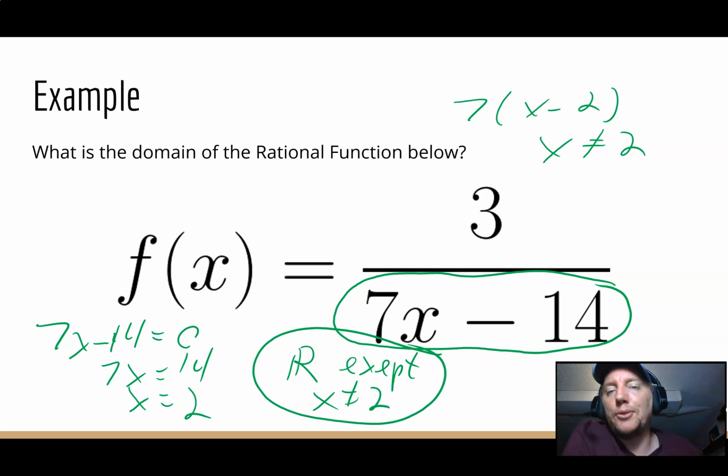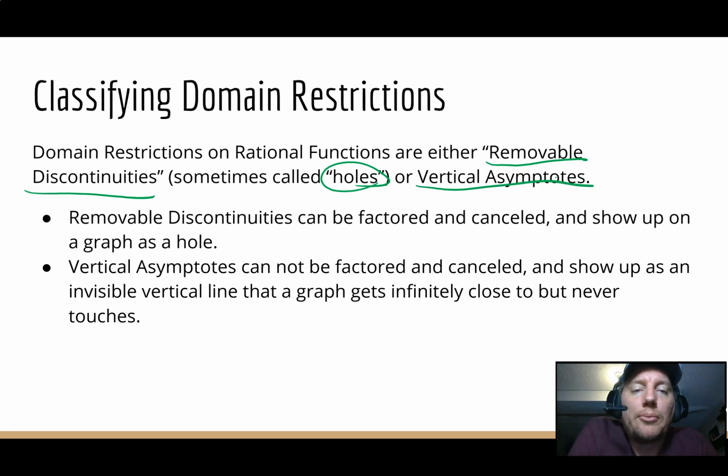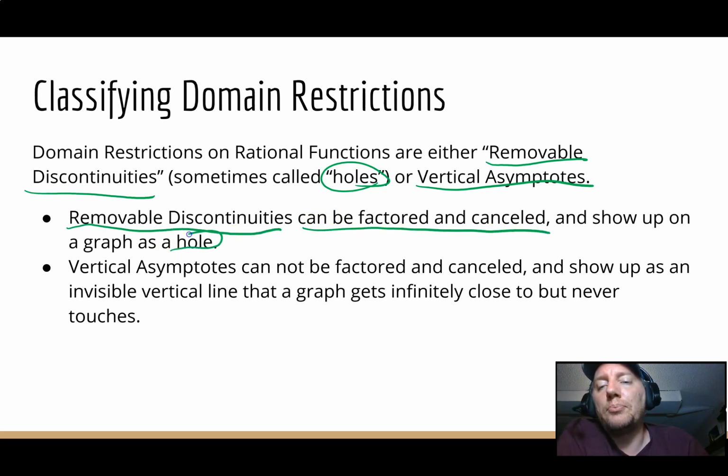All right, let's see what else we want to do with the rational functions. So we want to classify those restrictions. Depending on how the rational function works, it might be what's called a removable discontinuity, which an easier word is a hole in the graph, or it might be what's called a vertical asymptote. So it's one or the other. Removable discontinuities can be factored and canceled and show up as a hole in the graph.